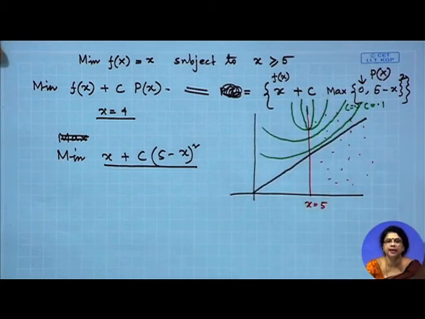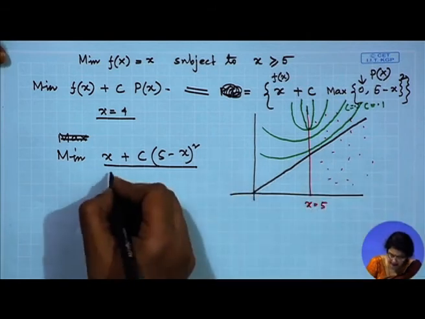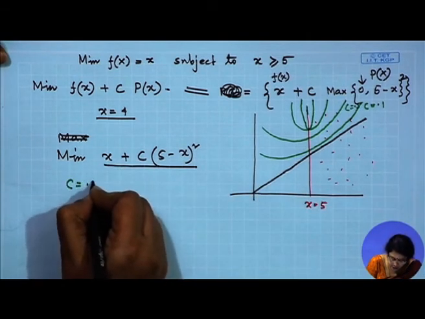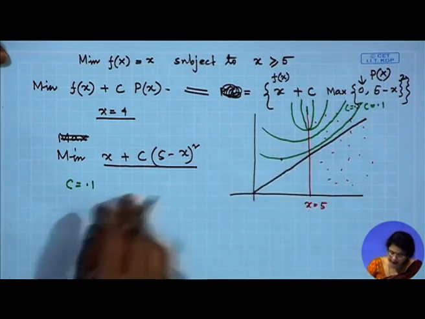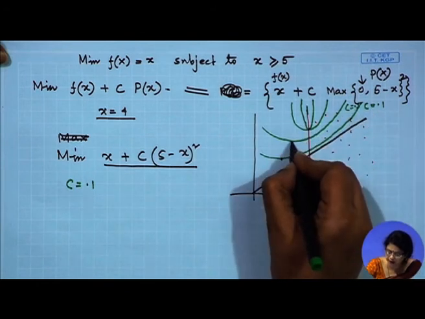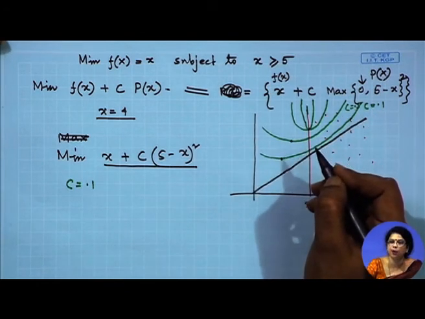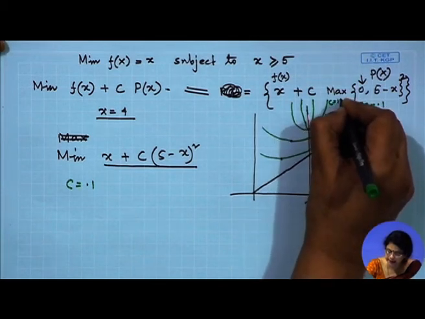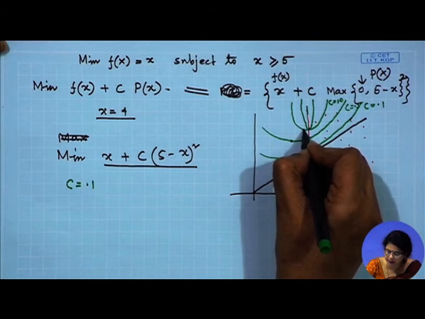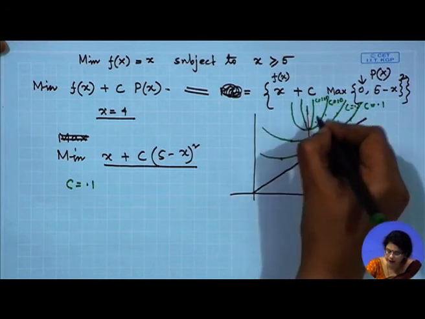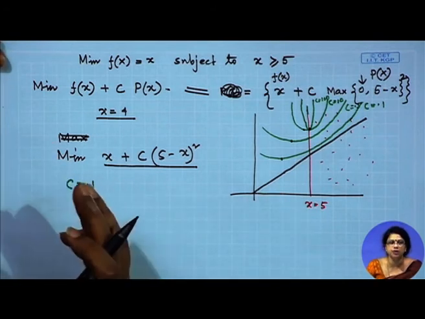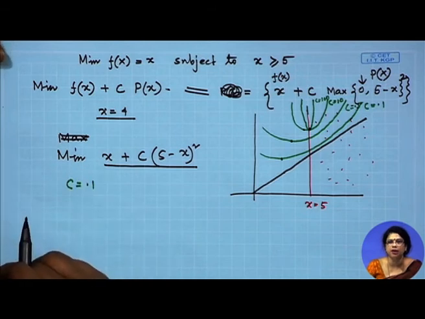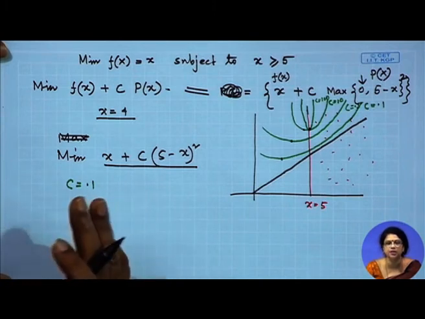What is the significance of this? Significance of this is this one. For c is equal to 0.1, the minimum value could be here. For c is equal to 0.5, the minimum value could be here. For c is equal to say 10, the minimum value may be here, and for c is equal to 100, the minimum value is here, because these are all the unconstrained functions, and for this case this is unimodal. Finding out the minimum through the process you have already learned is not difficult for you.